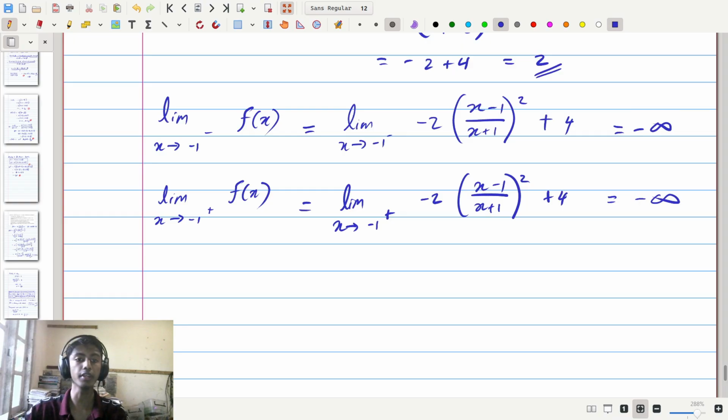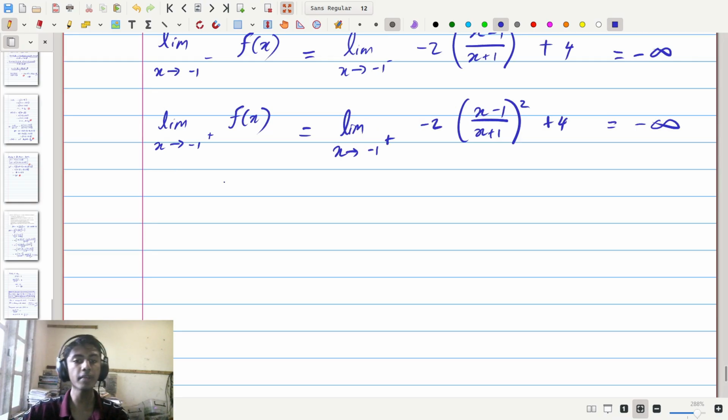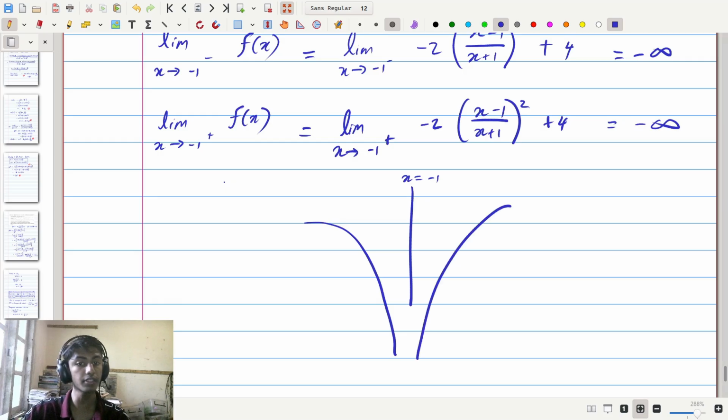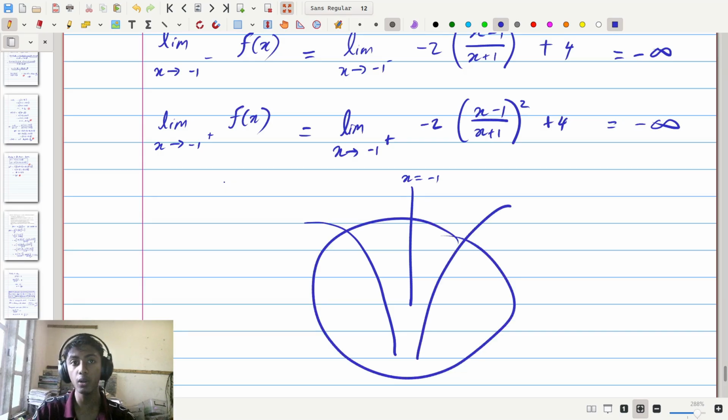So on the left hand side and right hand side, both of these limits are equal to negative infinity. Now what this means is that at the point x equals -1, from the left hand side our graph is going to approach negative infinity like this, and on the right hand side also it is going to come from negative infinity like this. So the asymptote will look like this.